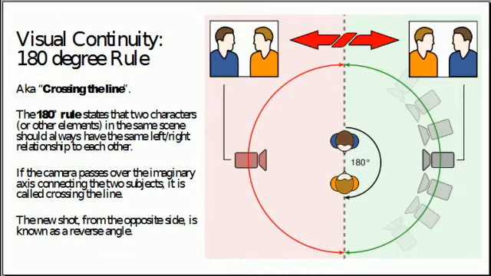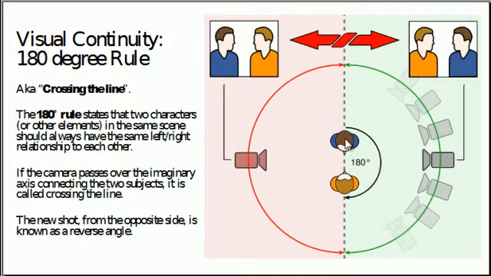So this is the second part of the theory video about layout and camera. And at the end of the first part, we were talking about visual continuity, or the 180-degree rule, which is also called crossing the line. And this is a concept in filmmaking that is very important to grasp.